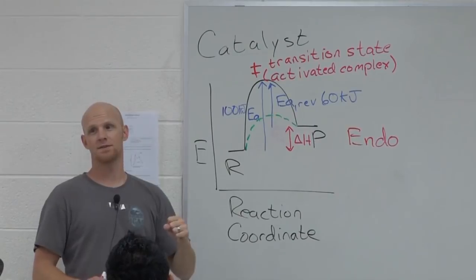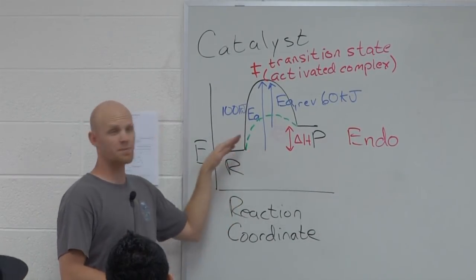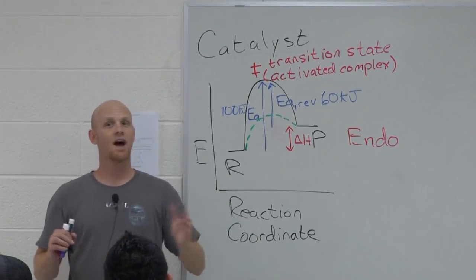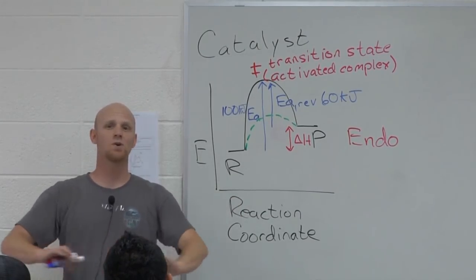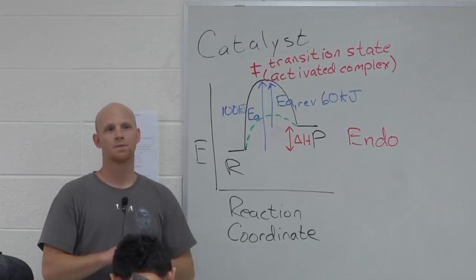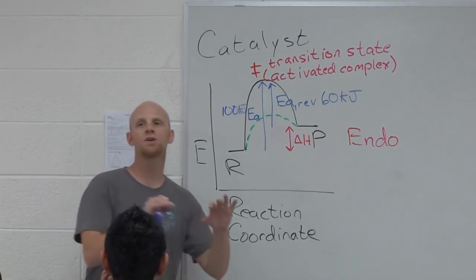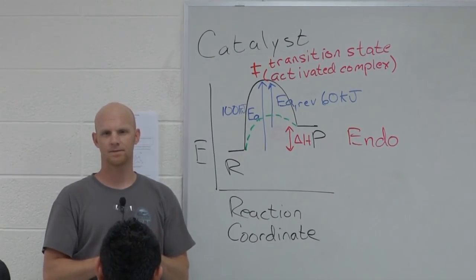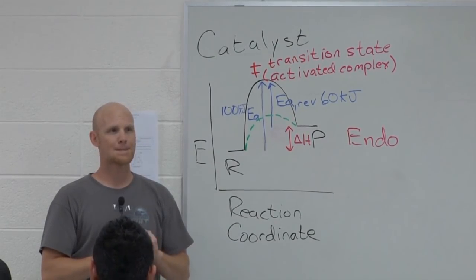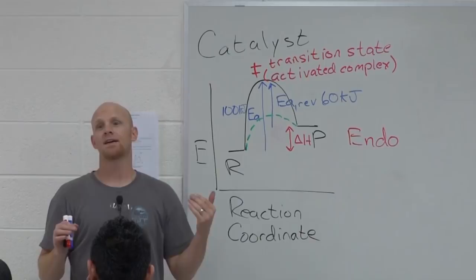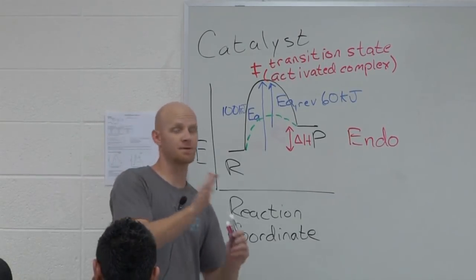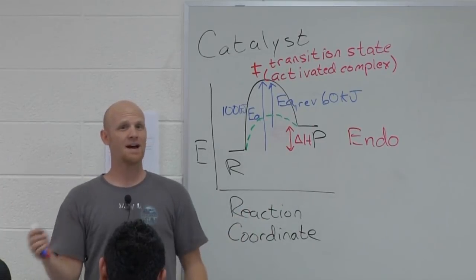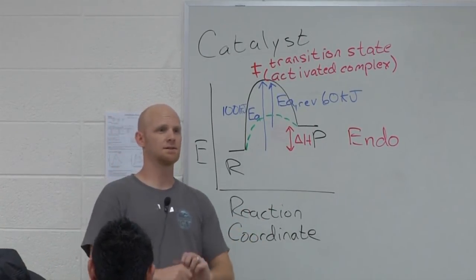That's really important. As a result, the equilibrium does not get shifted. We'll talk about equilibrium in the next chapter. But it does not shift the equilibrium to the left or right at all when you add a catalyst. So what if I had a reaction that had already reached equilibrium and I added a catalyst? What would be the effect of the catalyst? It would actually have no effect. A catalyst helps you get to equilibrium faster, but it won't shift the equilibrium at all. So if you're already at equilibrium, you're done. Adding a catalyst accomplishes nothing.